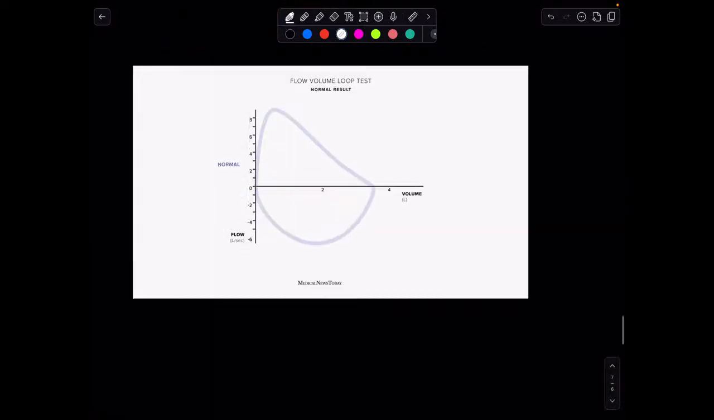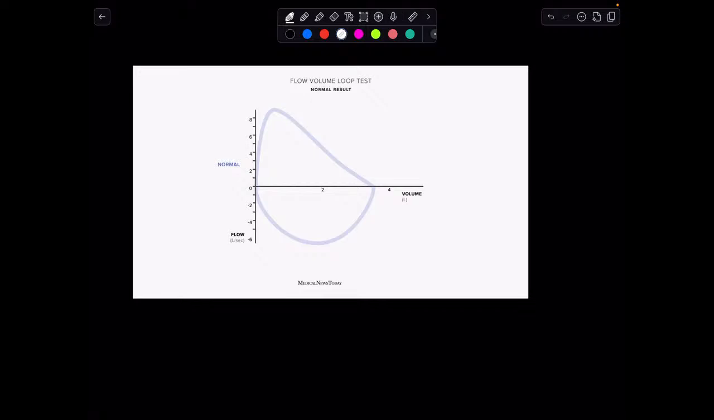Sure. So for the flow volume loop, we start with a deep breath in to total lung capacity. Then you exhale forcefully, creating that sharp peak. The curve then slopes downward as your lungs empty. Finally, inhalation is represented by a loop below the x-axis.